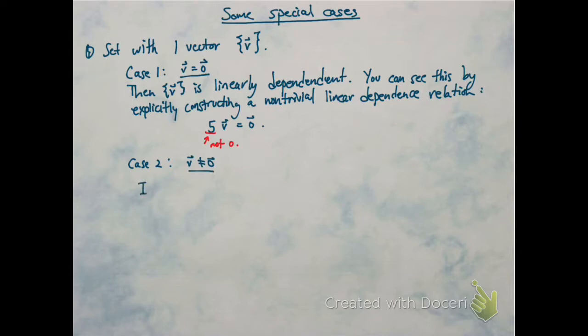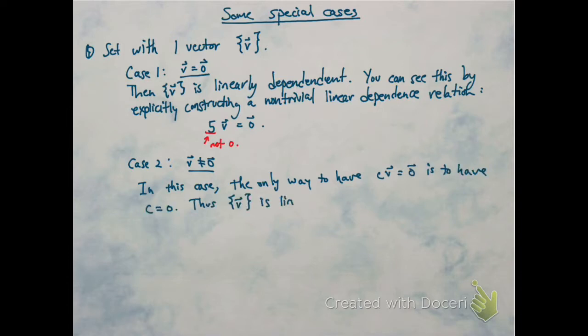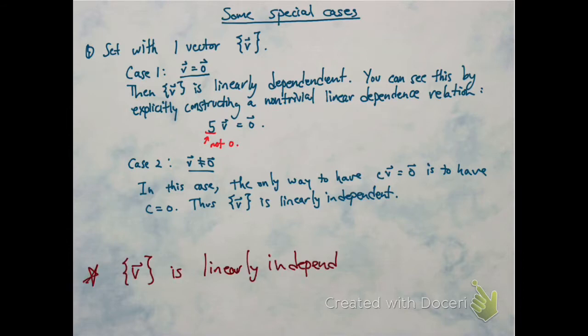Case 2, the vector under consideration is not the 0 vector. And in this case, the only way to have c times v equals the 0 vector is to have the scalar c equals 0. And so the set with just that one non-zero vector in it is linearly independent. In other words, the set containing just v is linearly independent if and only if the vector v is non-zero.